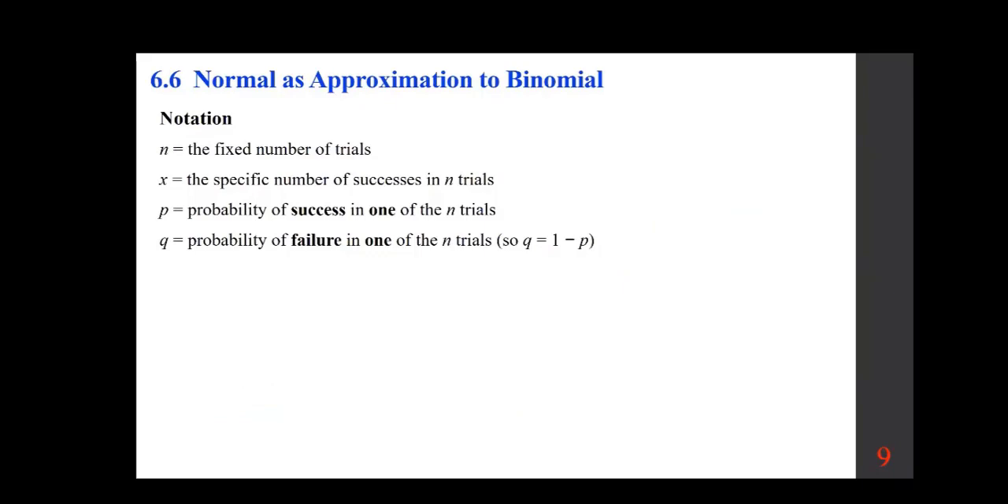Now, I think everybody's familiar with the notation. We have seen it when we dealt with binomial distribution. n is the number of trials, or the fixed number of trials. x is the specific number of successes in n trials. And again, remember, success doesn't necessarily mean something positive. p is the probability of success in one of the n trials. And of course, q is the complementary event, 1 minus p.